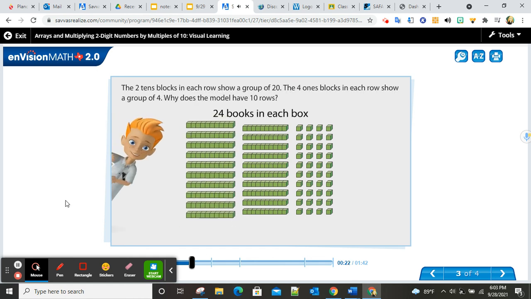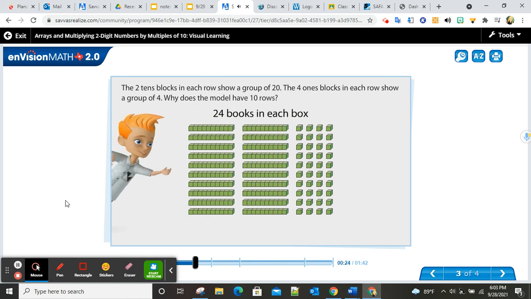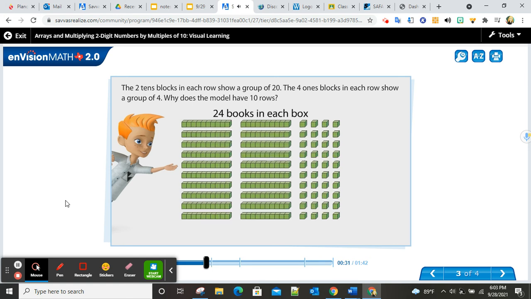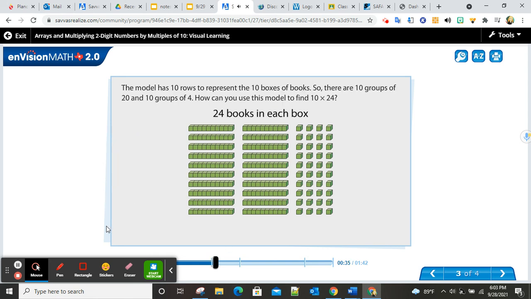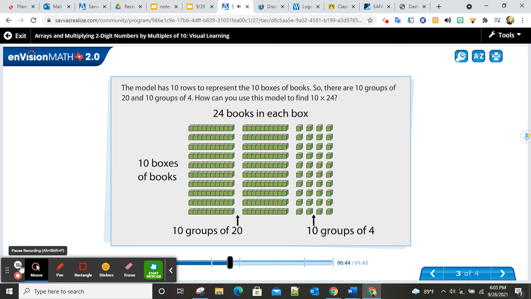The 2 tens blocks in each row show a group of 20. The 4 ones blocks in each row show a group of 4. Why does the model have 10 rows? If you think to yourself, we're multiplying by 10, so that is why it has 10 rows. The model has 10 rows to represent the 10 boxes of books. So, there are 10 groups of 20 and 10 groups of 4.